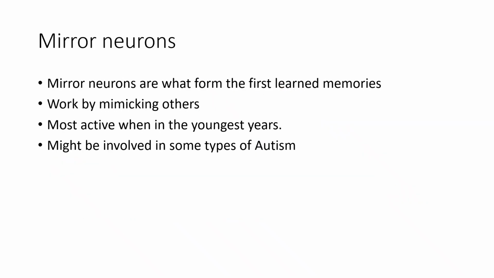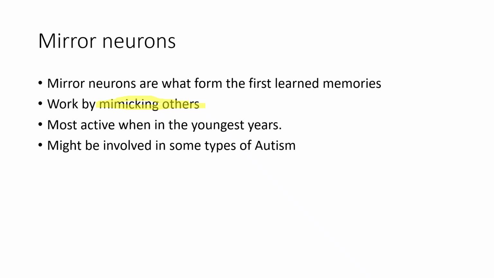And so with that, I want to talk about mirror neurons. Mirror neurons are pretty much neurons that seem to form the first memories that we make. And the way they work is by mimicking other people. So you see what's around you and you do what other people are doing.